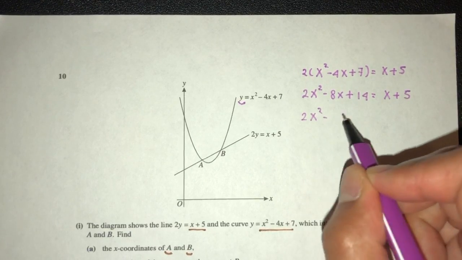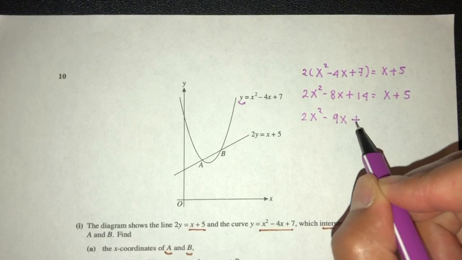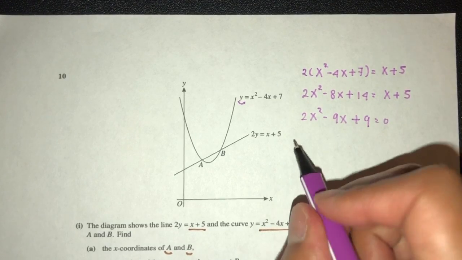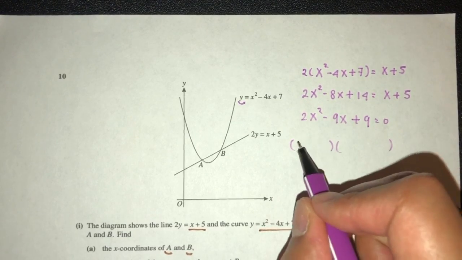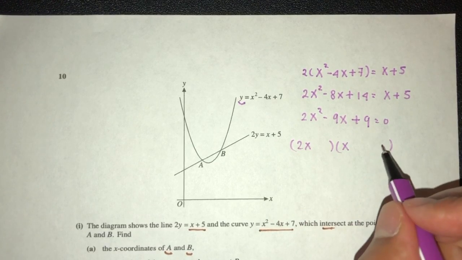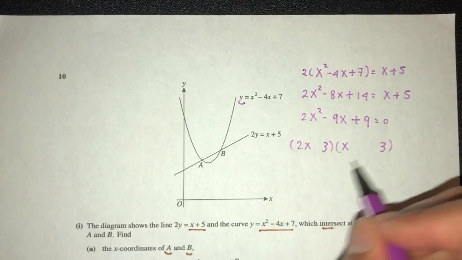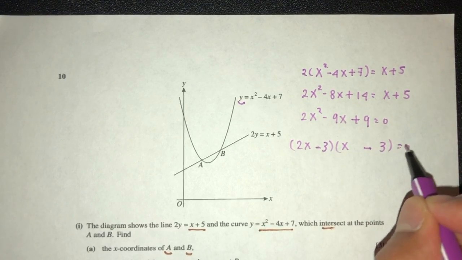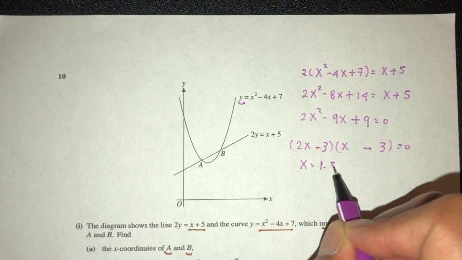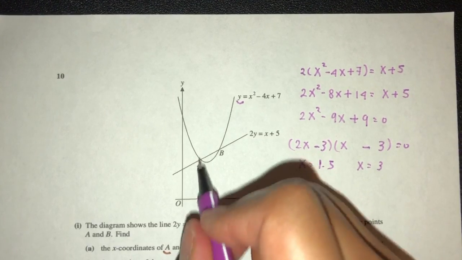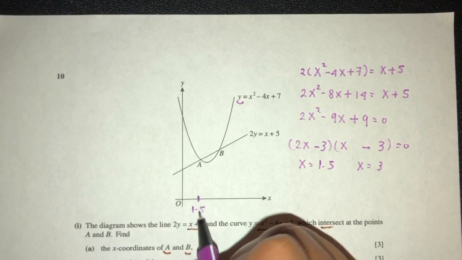2x squared minus 9x plus 9 has to be 0. Now we can factorize and see what happens. That will be 2x, x, and 9 is 3 times 3, right? To get minus 9 we have to have minus 6 minus 3. So x will be 1.5, and x will be the value of 3. This is 1.5 and this will be 3.